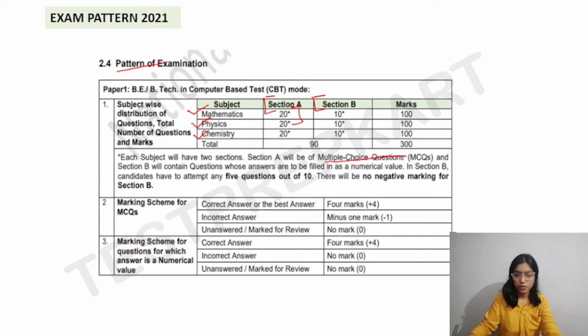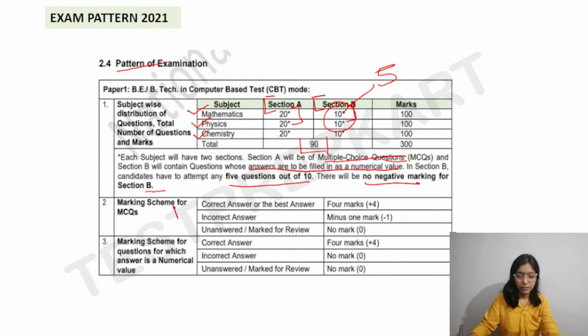They have multiple choice questions in Section A, and in Section B, 10 questions whose answers are to be filled in as a numerical value. In Section B, you have to attend 5 questions out of 10. Okay, and there is no negative marking in Section B. So a total of 90 questions.